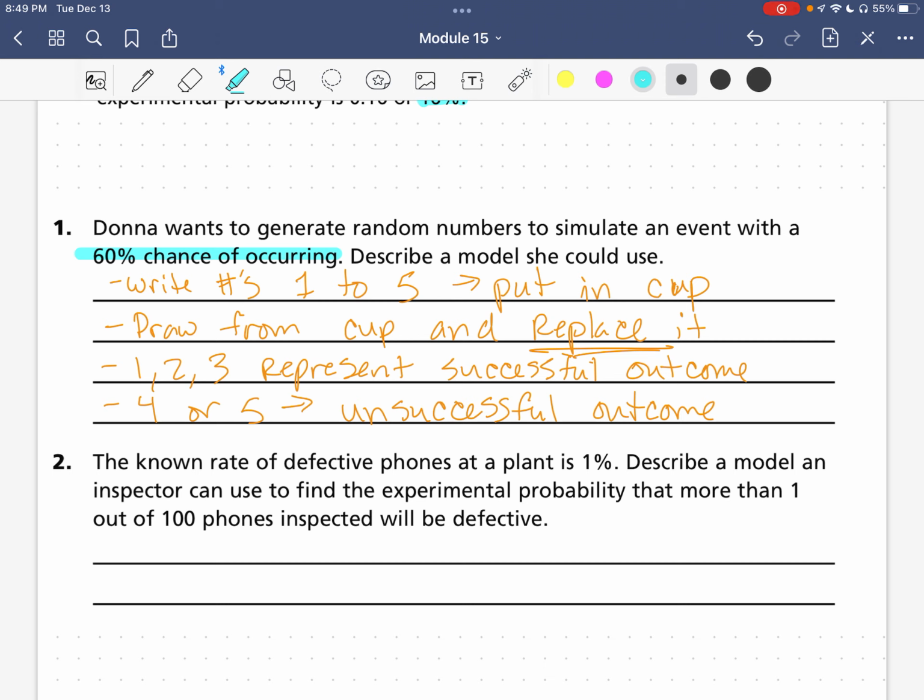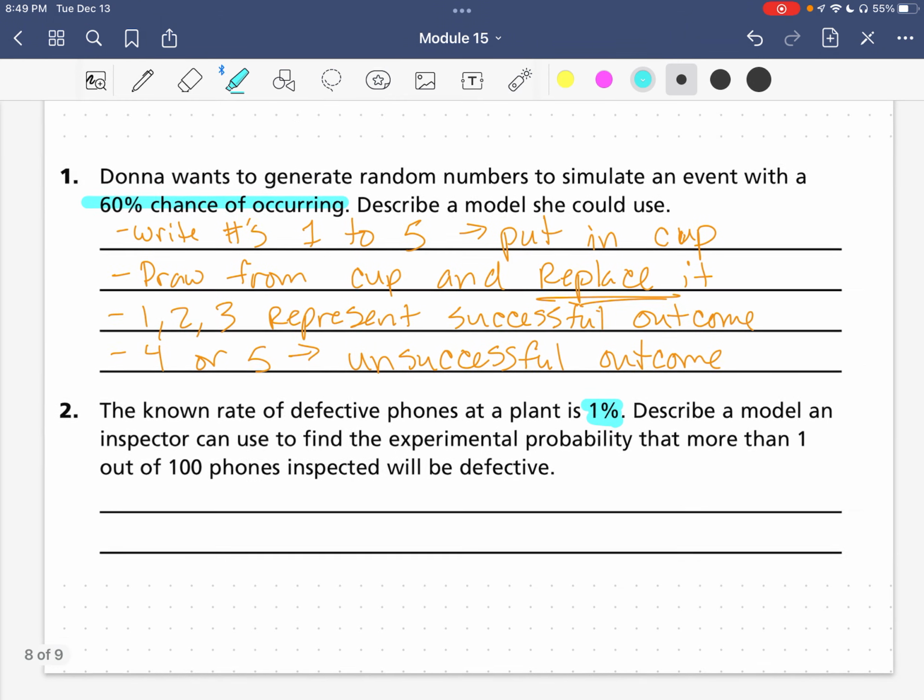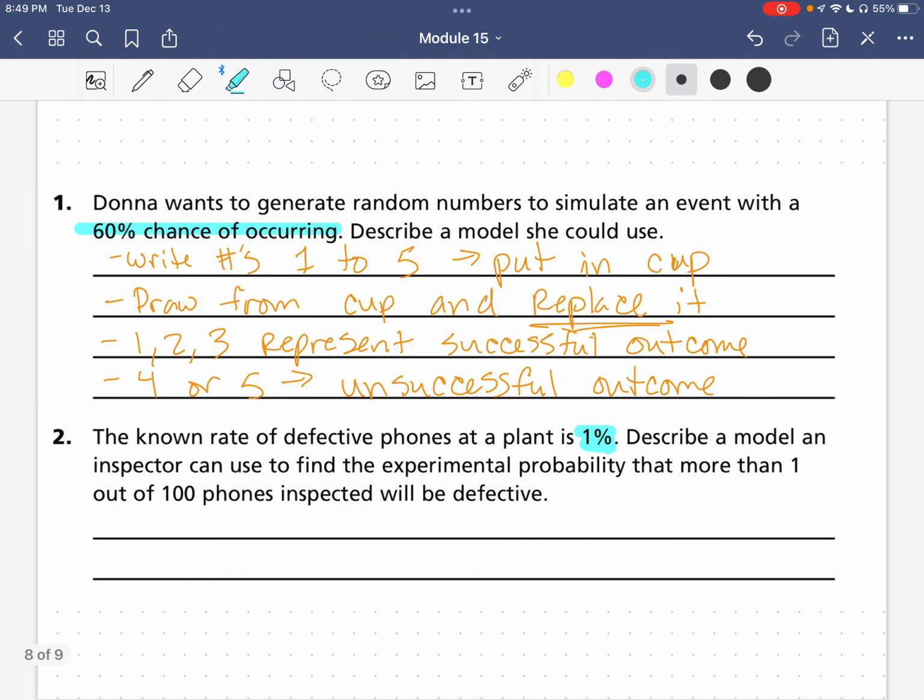All right, so I want you to try number 2. Pause the video. What would that look like? What numbers would we generate? How many trials would you do? We have the known rate of defective phones at a plant is 1%. Draw a model an inspector can use to find the experimental probability that more than 1 out of 100 phones inspected will be defective. So pause the video. What would that look like if you wanted to draw that model? Hit play when you're good.